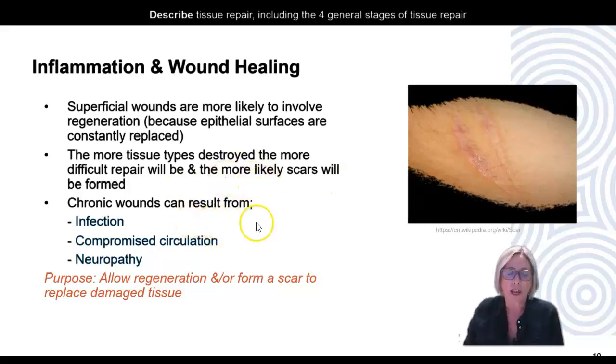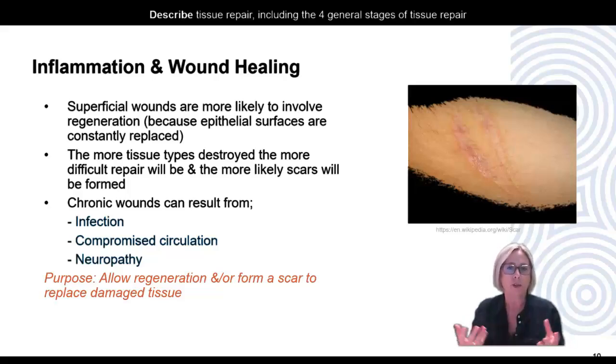Now, chronic wounds can result from an ongoing infection of a particular wound, or can result from compromised circulation. So a reduction in blood flow to a wound will mean there'll be decreased delivery of oxygen and chemical mediators to that wound, and also decreased removal of waste products too. Neuropathy, so damage to nervous tissue within the wound, can also lead to a chronic wound.